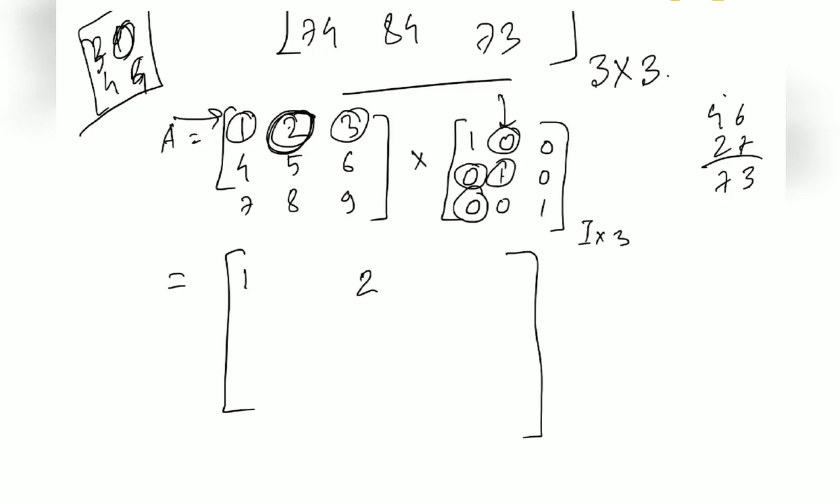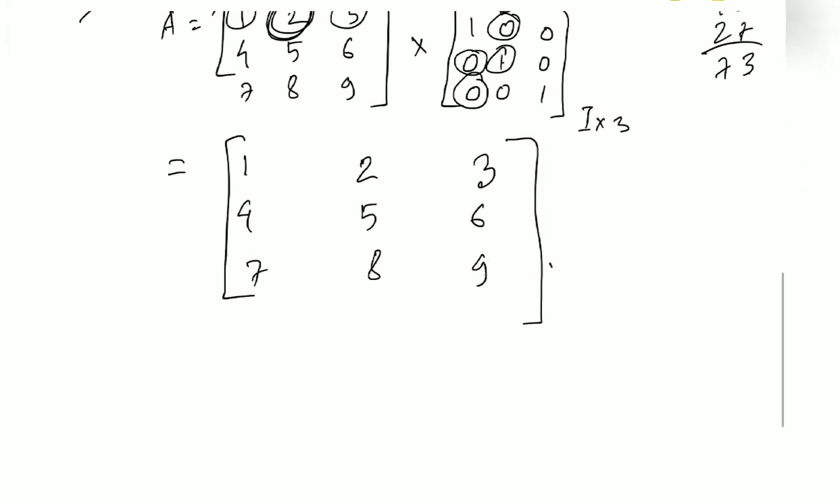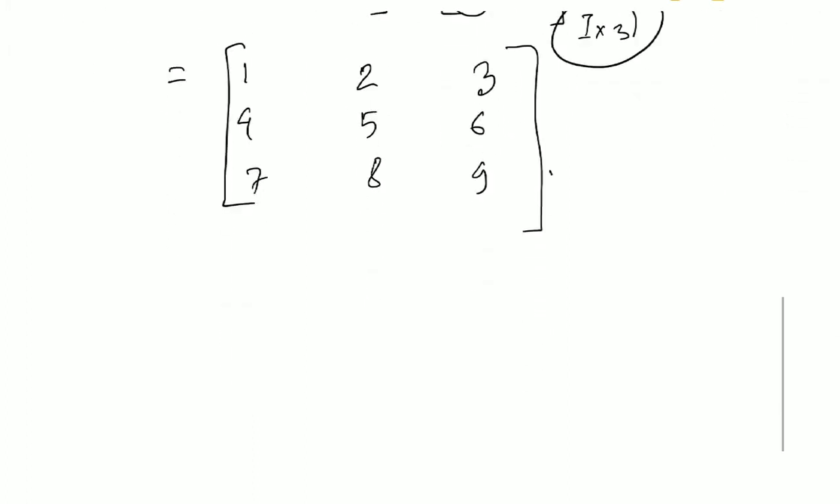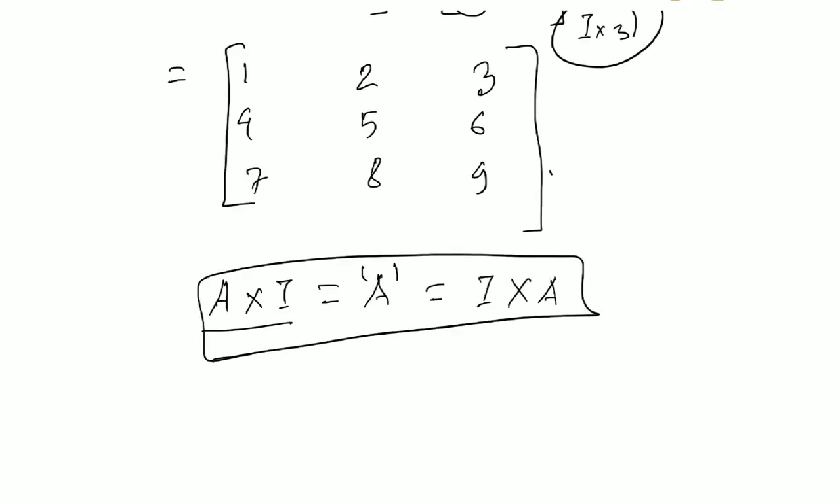Let's say we are writing it. 2, and we have 3. Similarly, we have 4 5 6 7 8 and 9. Okay, so actually this is the matrix you have multiplied with the I matrix. So obviously A into I is equal to A. Similarly, if you do I into A, that will also give you A.